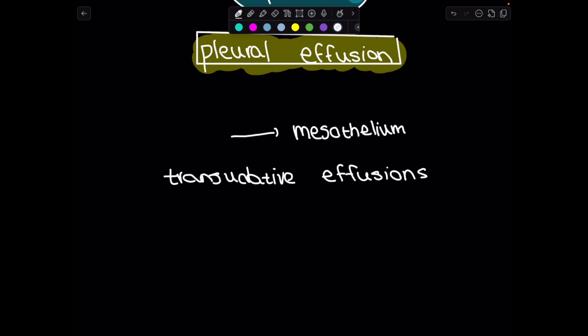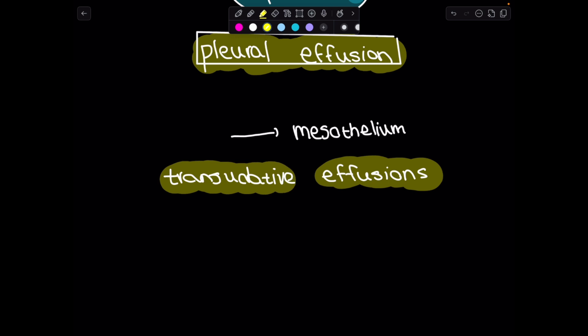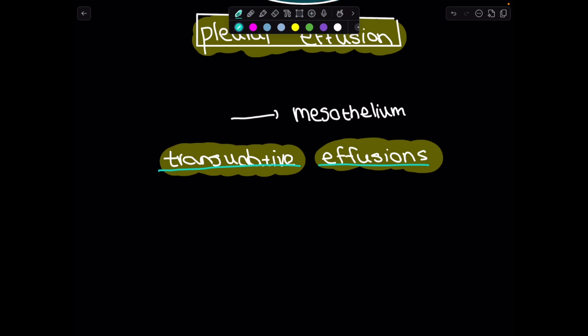Okay, let's focus a bit on transudative effusions. All right, let's zoom in on transudative pleural effusions. These are when thin, clear fluid builds up in the pleural space due to increased pressure or low protein levels in blood vessels, not inflammation. Common causes include heart failure. LVF, is this transudative?